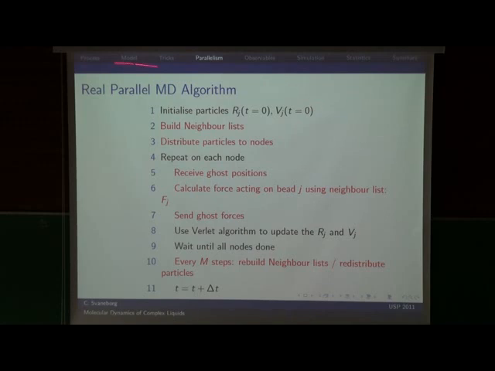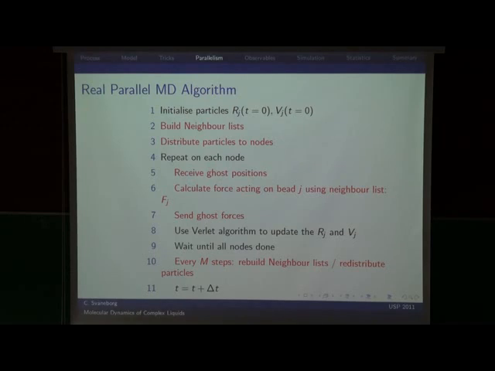Again, we need to initialize the configuration. We need to build neighbor lists. We need to distribute particles to all of the CPUs that we have available. And now we have to repeat on each node that we receive the ghost positions of particles that are owned by neighboring CPUs, but that are interacting with particles on the current node. Then we need to use the neighbor lists, but they also need to be aware of this complexity of having multiple CPUs. But again, we can calculate the force using O(N) computation.